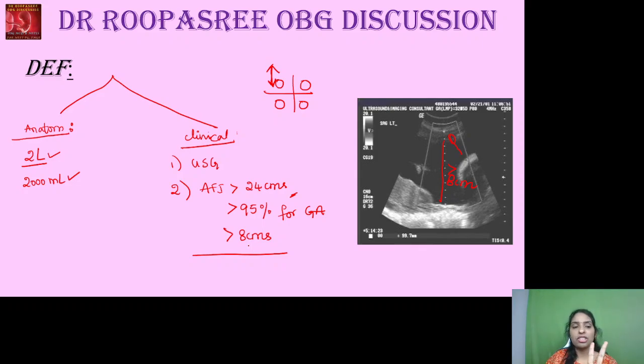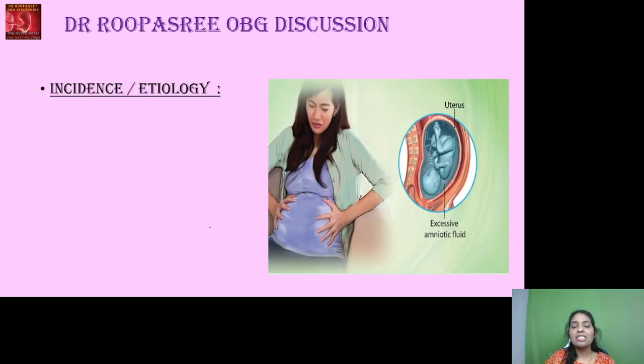So there are two definitions. One is the anatomical definition, that is more than 2 liters, and the clinical definition is amniotic fluid more than 24 centimeters, or greater than 95 centile for gestational age, or if the single vertical pocket is greater than 8 centimeters. Okay, right? Next, we'll see the incidence.